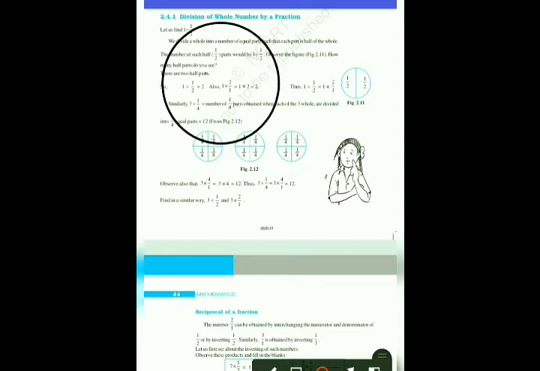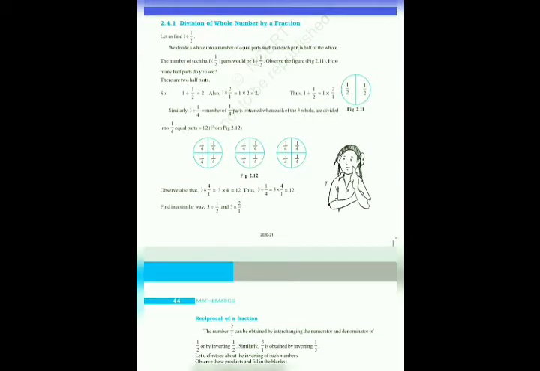Here we take 1 as a whole number, and for 1 by 2 we take 2 in our numerator and 1 in our denominator. So our division sign changed into a multiplication sign. So here we can see 1 multiplied by 2 divided by 1. So 2 is in the numerator and 1 is in the denominator. Now we simplify: 2 ones are 2, divided by 1.